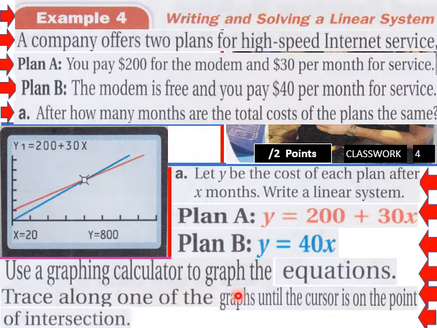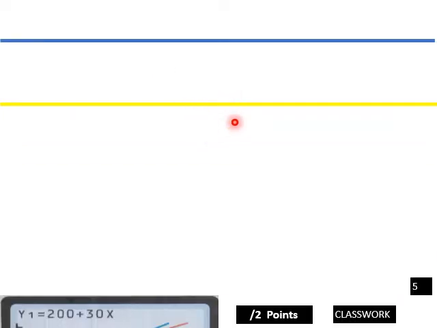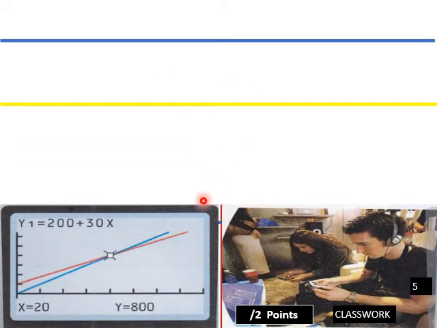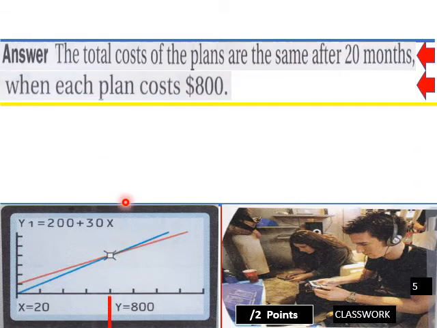So trace along one of the graphs until the cursor is on the point of intersection, which is right there. And this is point (20, 800). So now that we have our equation A and equation B, the total cost of the plans are the same after 20 months, which is right there, when each plan costs $800.